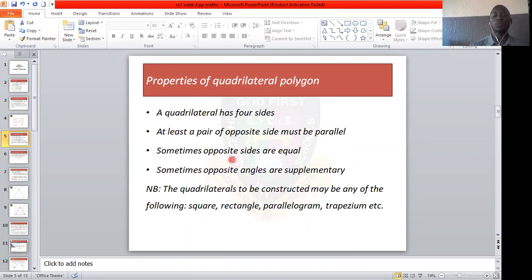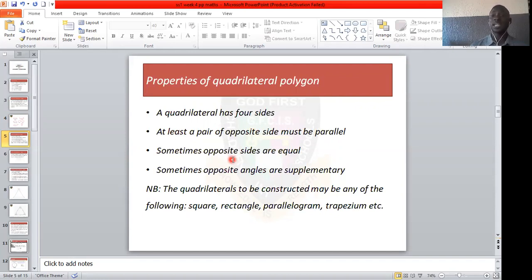Sometimes opposite sides are equal. Not most of the times, not in all the quadrilaterals, but some have opposite sides to be equal. Some opposite angles are supplementary. That is the sum of the angles equals 180. That's what supplementary angles means. So note, the quadrilateral to be constructed may be any of the following: square, rectangle, parallelogram.